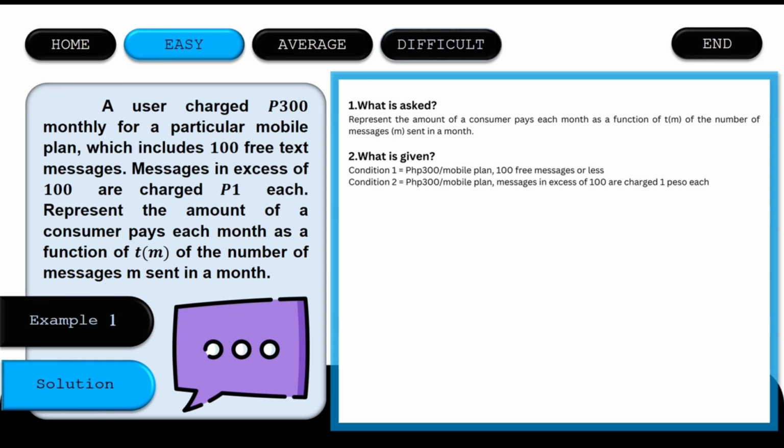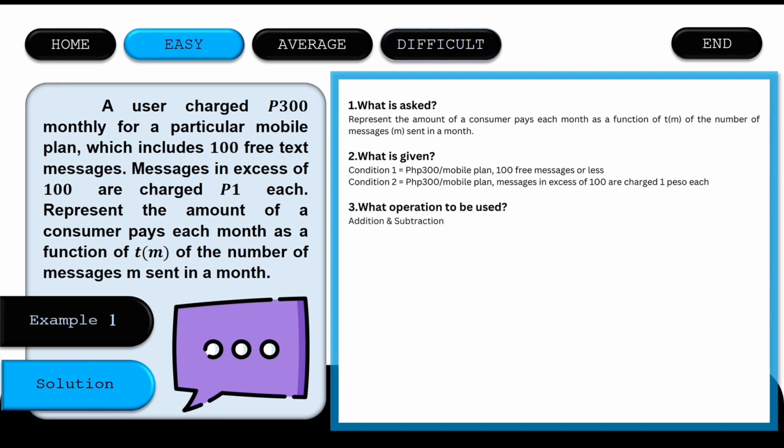First condition, ang isang Pinoy daw ay sinisingil ng magkano? 300 pesos monthly for a particular mobile plan. Kung saan ang plan na ito already includes 100 free text messages or less kung hindi man niya magagamit lahat ng ito. Second condition, 300 pesos monthly ulit for a particular mobile plan, pero ang condition this time, kapag lumagpas ng 100 messages, the next message will be charged 1 peso each.